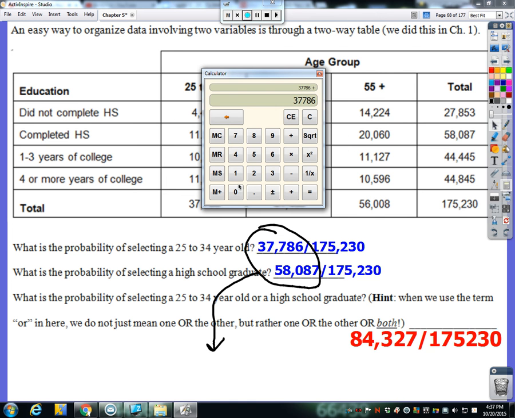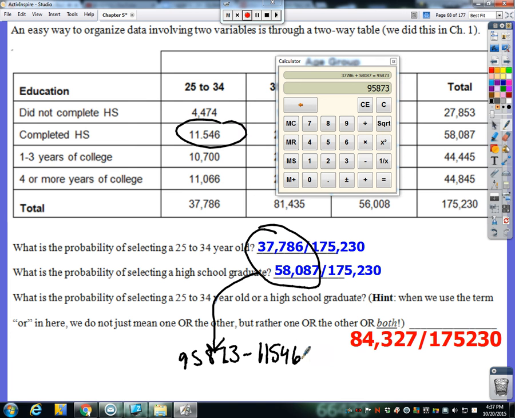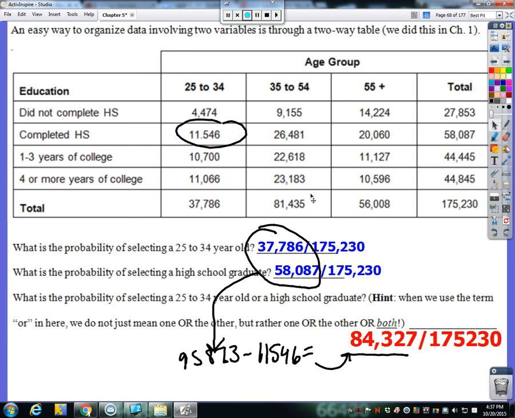37,786 plus 58,087. Really, we have 95,873 people, but again, we've included those 11,546 people twice. They're in both groups. So if we subtract them away one time, then we should get this 84,327 unique individuals with nobody that's been double counted. All right, so if we have non-disjoint events, we're going to have to do something about the people that got counted twice that were technically in both groups.